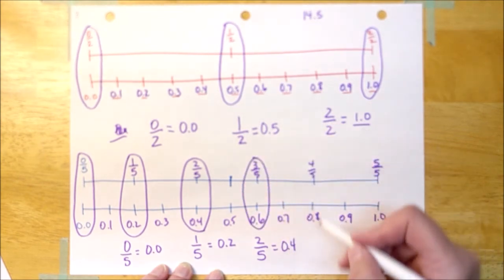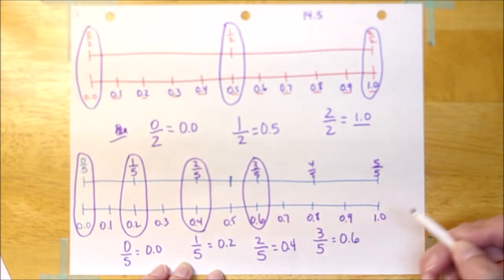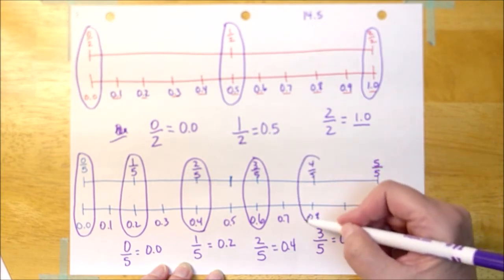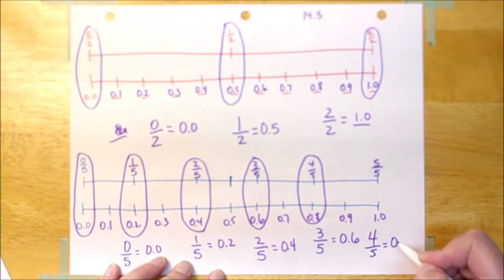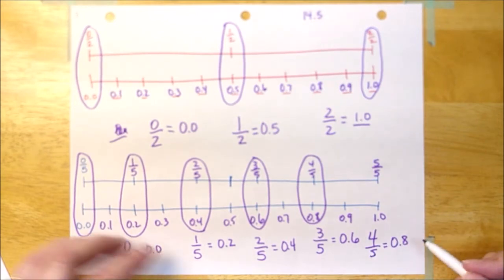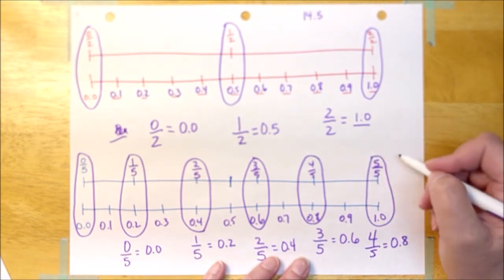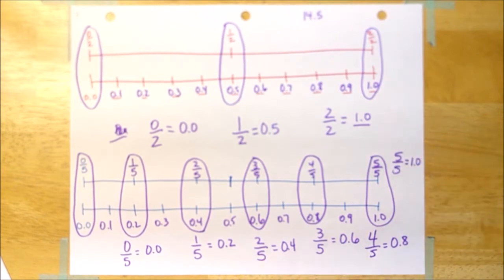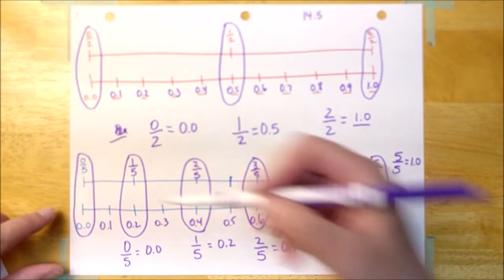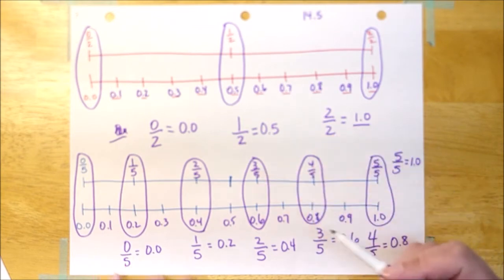3 fifths is exactly the same as 6 tenths. 4 fifths is exactly the same as 8 tenths. And so I get the whole number line. 5 fifths is the same as the whole 1. I hope that you can see how those are exactly the same. So if you wanted to write 3 fifths as a decimal, it would be 6 tenths.